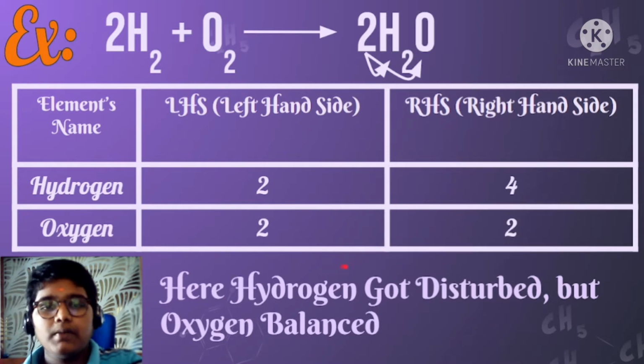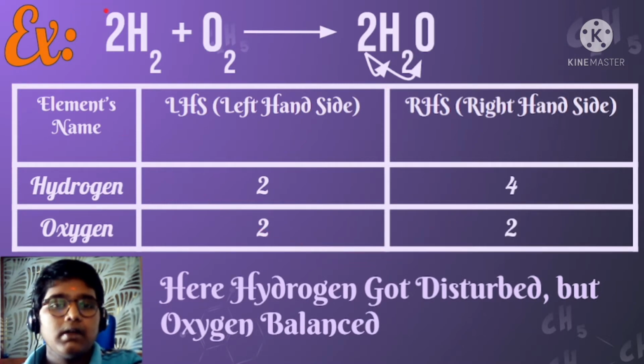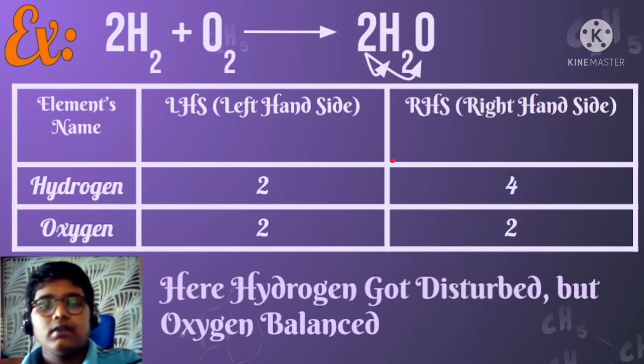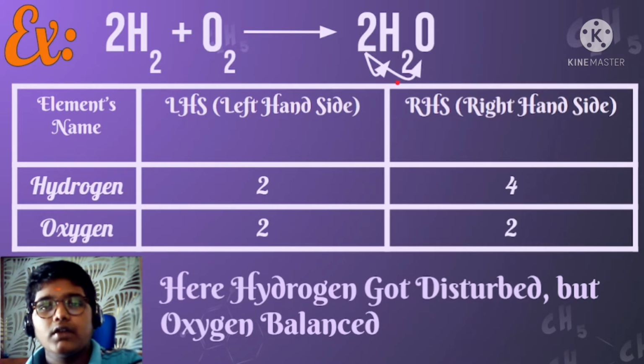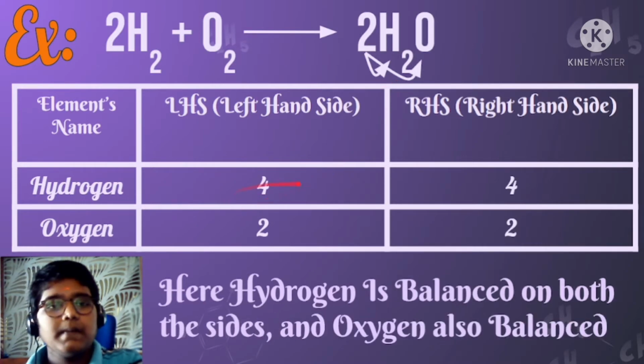So there becomes 4 H and 2 oxygen. So in order to balance oxygen, we multiplied by 2, but hydrogen got disturbed. So we again multiply 2 to hydrogen in the LHS to make sure there are 4 hydrogen in the LHS and 4 hydrogens in the RHS. So it becomes 2 H2. So here hydrogen is balanced and oxygen is also balanced. Therefore this equation is balanced.